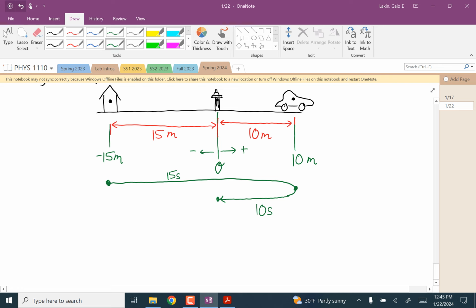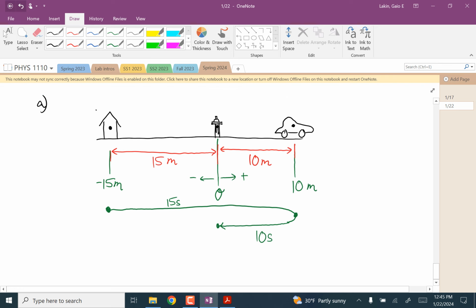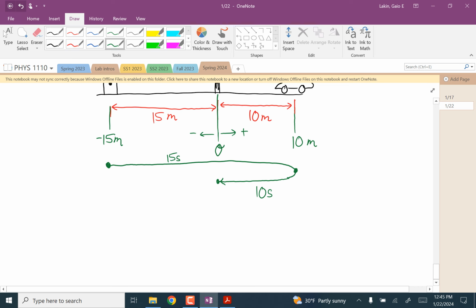And so now I can start to think about the times corresponding to these instants. I said that for part A, time equals 0 is when the motion starts. So that means that right here, the stopwatch says 0 seconds, right when the person leaves the shed.